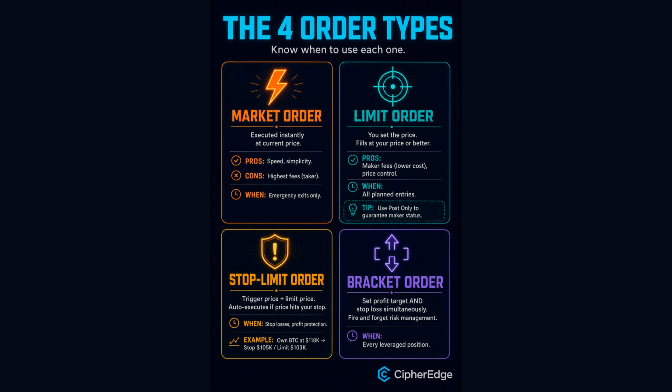Bracket orders are the most advanced option, and honestly the one that makes me sleep better at night on leveraged positions. A bracket order lets you set a profit target and a stop loss simultaneously when you enter a position. You enter the trade, and both your exit orders are already live on the book. If price hits your target, you take profit automatically. If price goes against you and hits your stop, you exit automatically.